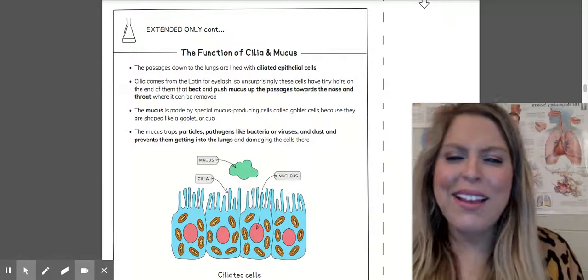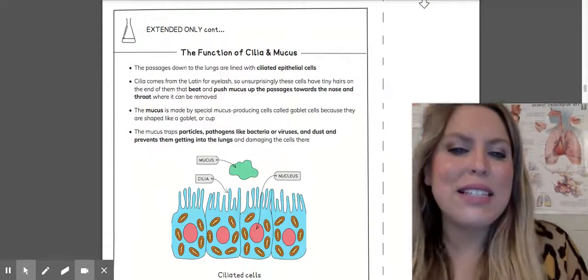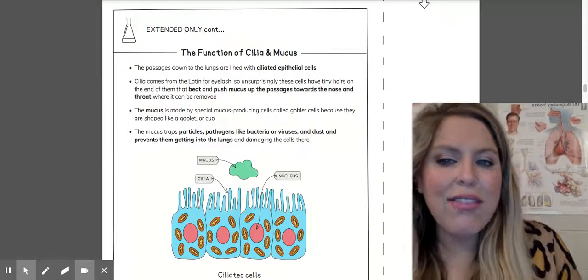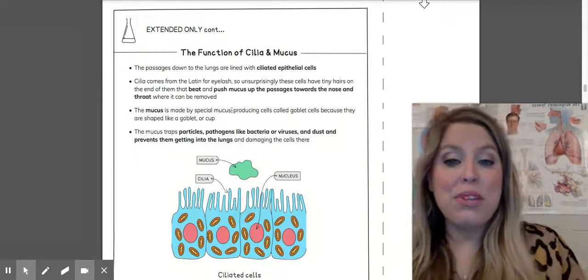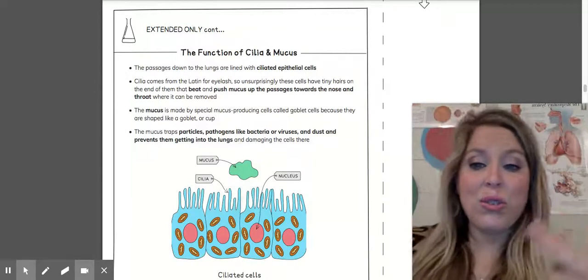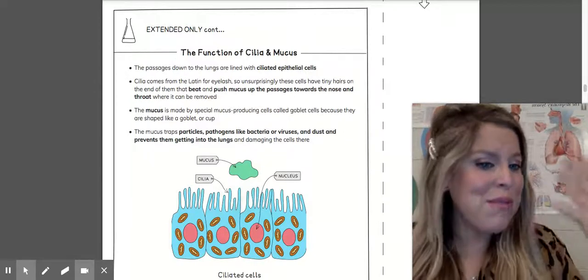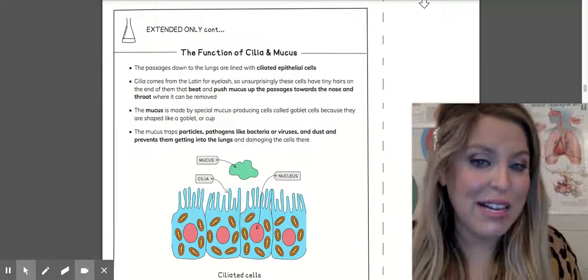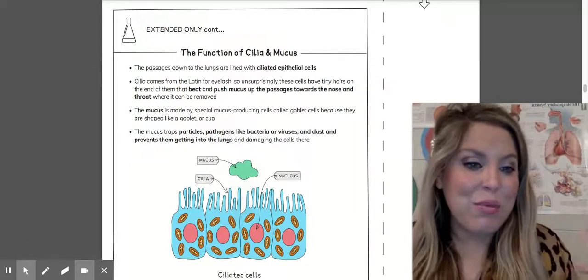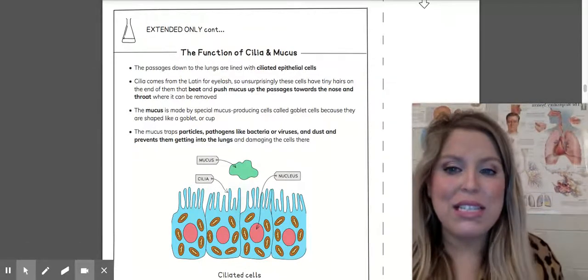So the passages down to the lungs are lined with ciliated epithelial cells, and cilia comes from the Latin for eyelash. So it's unsurprising these cells have tiny hairs on the end of them that beat and push mucus up the passages toward the nose and throat, where it can be removed. And all of us are probably fighting that right now with so many different weather changes, and it's cold and flu season and all that good stuff.